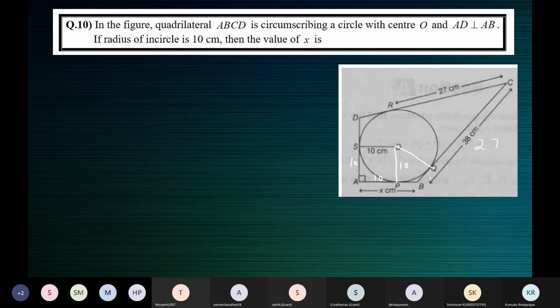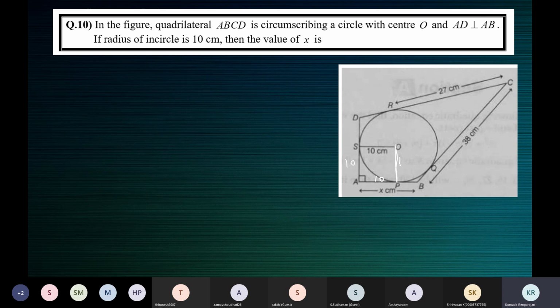38 centimeters is given, you said. Oh, sorry. Yeah, 38. So BQ is equal to 38 minus 27, which is 11. Correct. So BQ is equal to BP, which is 11 centimeters. So 11 plus 10, 21. I was confused, because why did you ask me to join OQ? Ma'am, I mistakenly said. Actually, I had a mind block. Yeah, join OP, because then only we'll get 10 everywhere.